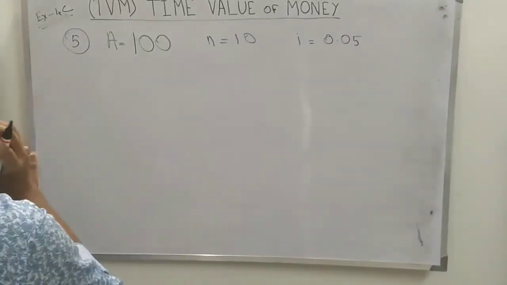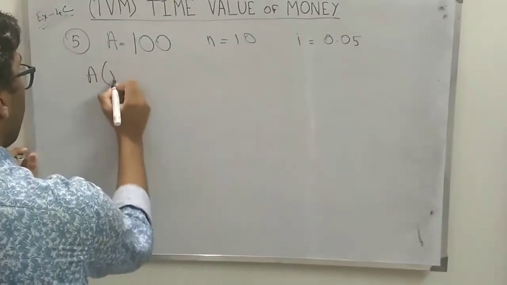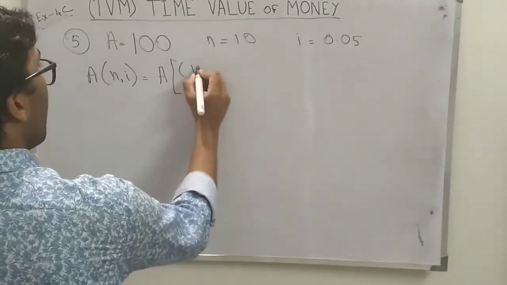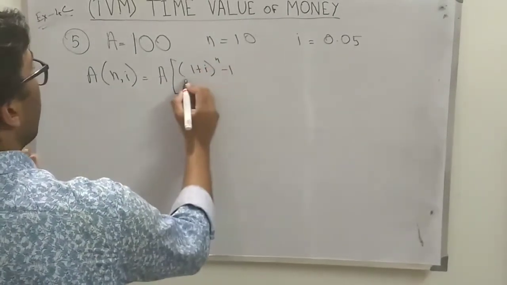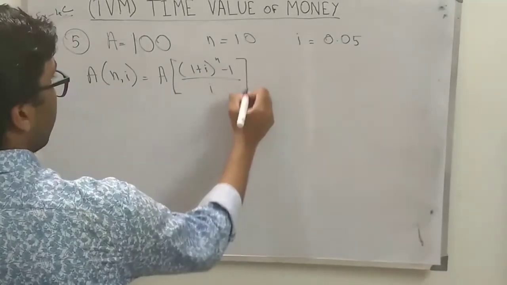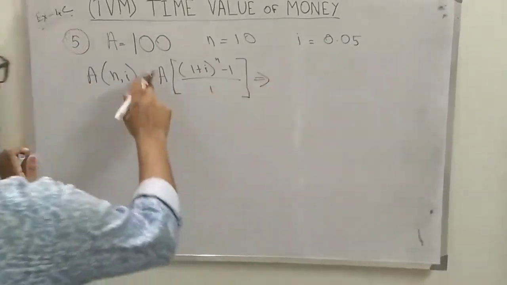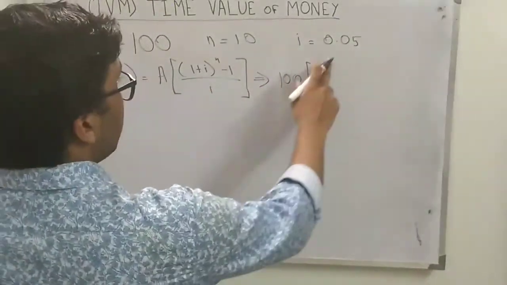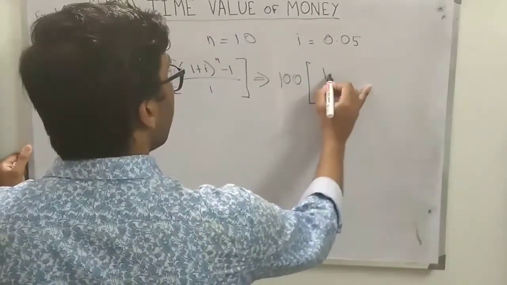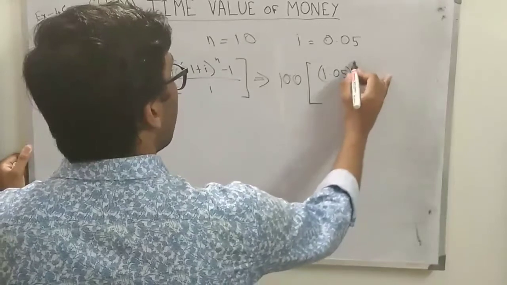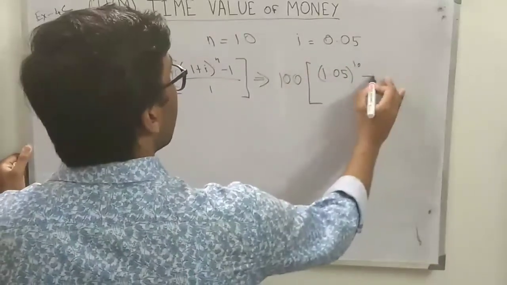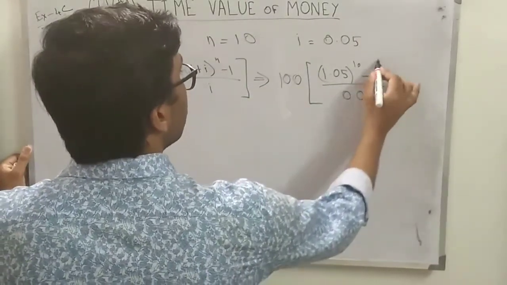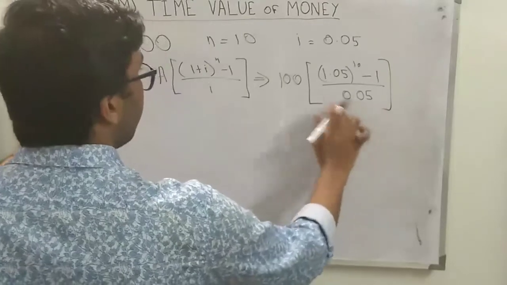Future value of annuity, the formula is FVA is equal to A, open bracket, 1 plus I to the power n minus 1, divided by I. That means A is 100 into 1 plus I, 1.05, to the power 10, as n is equal to 10, minus 1, divided by I, 0.05.